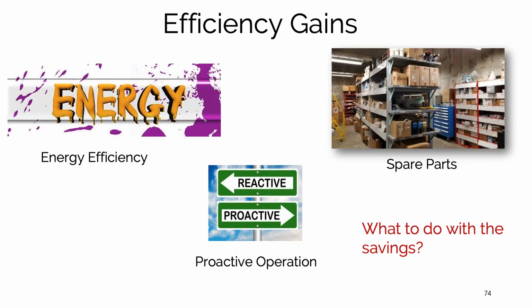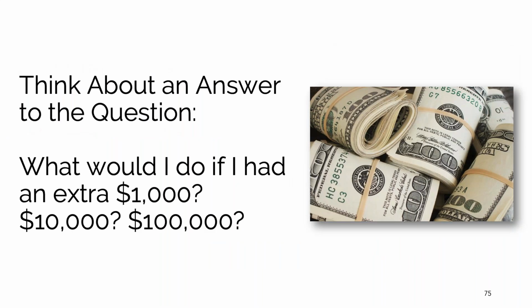So when we look at efficiency gains, what we've been talking about is really to help us gain efficiency. We can have efficiencies related to proactive operation. We can have an efficiency related to spare parts. We can even have efficiencies related to energy efficiency. So if we do activities to improve energy efficiencies, that gives us money because we've saved it in one area. We can use it in another.